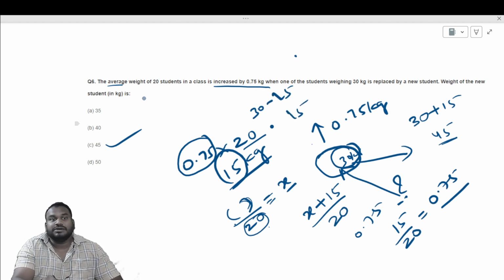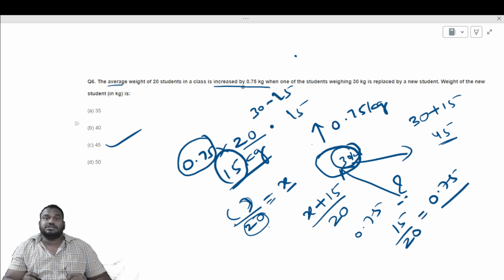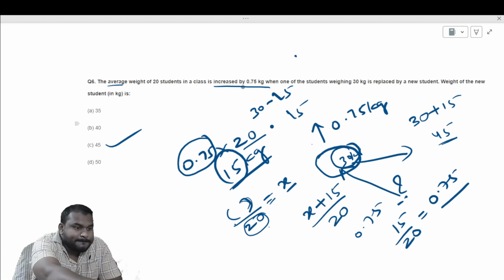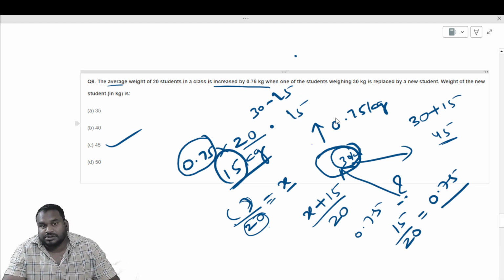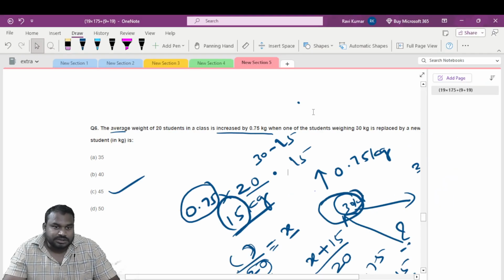15. Suppose they say the average weight of 20 students in a class is decreased by 0.75 kg. The person of 30 kg went out and another person came in. You should not say entered, you should say came in, because enter itself means coming in. Sorry for the mistake. Now the answer is 45 here.